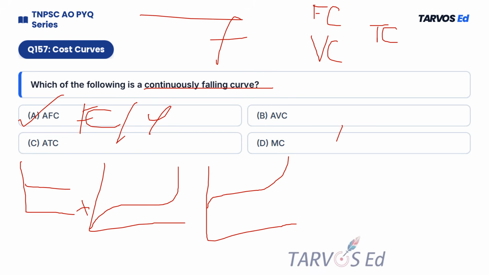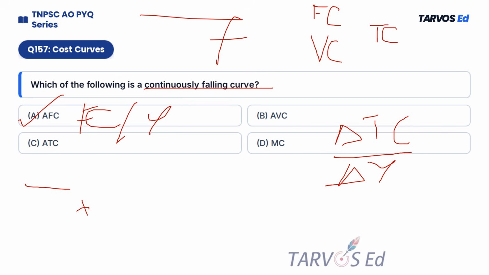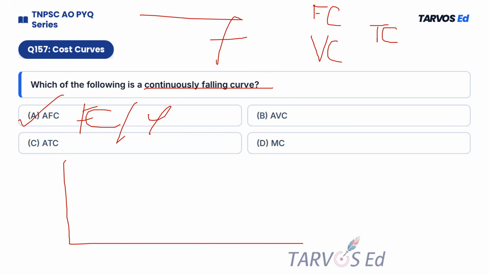Marginal cost is the change in total cost due to a change in output. What will be the change in total cost when you are increasing or decreasing the output? This will be your marginal cost. And if you are looking at the curves of these things, let me erase everything, and please bear with my handwriting. Okay. If we look at the curves of these concepts, then average fixed cost will always be a falling curve.